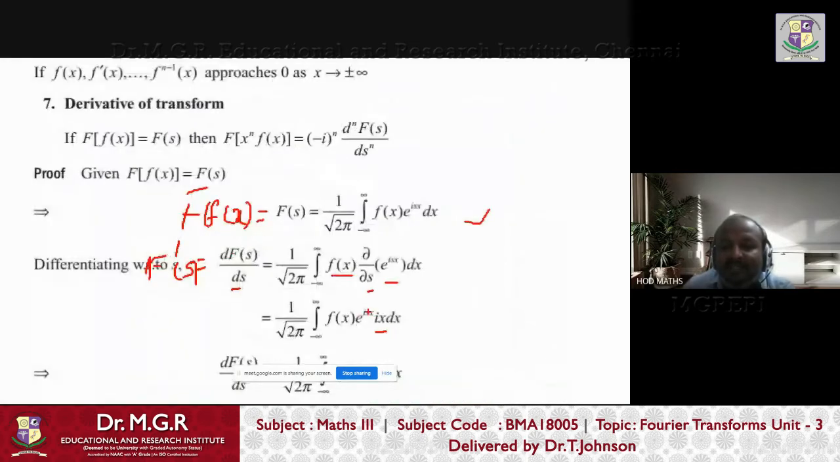Ix means, since you are differentiating with respect to s, it is e power isx. Ix is a constant that comes out, right? And then dx as it is, right? So in the right hand side, even though you are differentiating both sides, only this term can be differentiated with respect to s. Sorry, yes, not x, right?